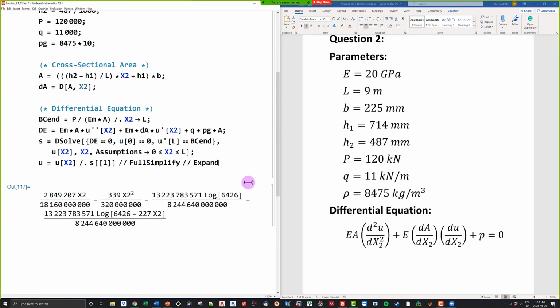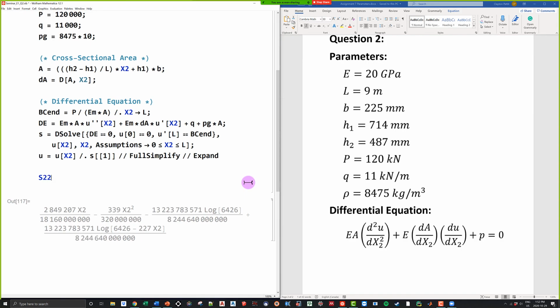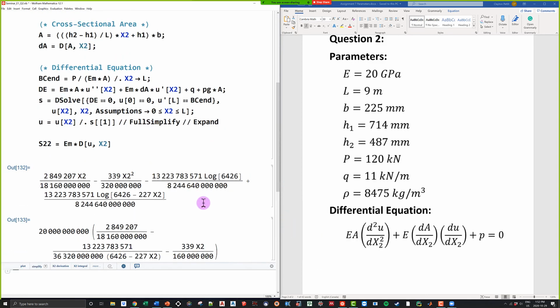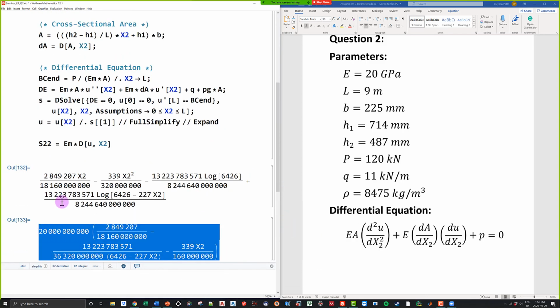And that's it. So once we have that displacement function u, we can find that stress component, s22, simply as our modulus multiplied by the derivative of our displacement function u. So I want u with respect to x2. I can do something like that to get my s22. And that's it for the question.